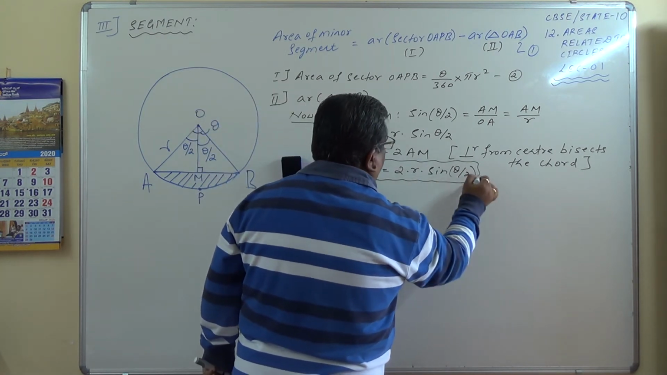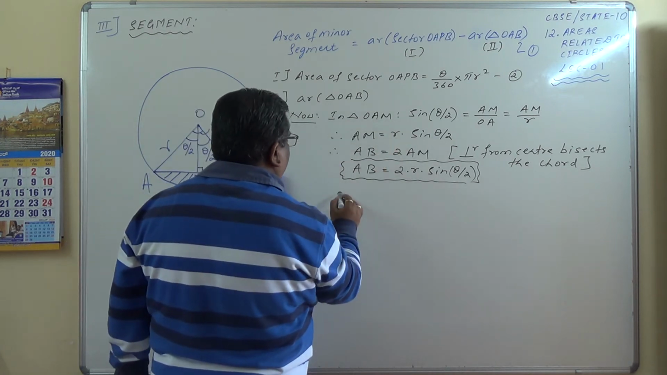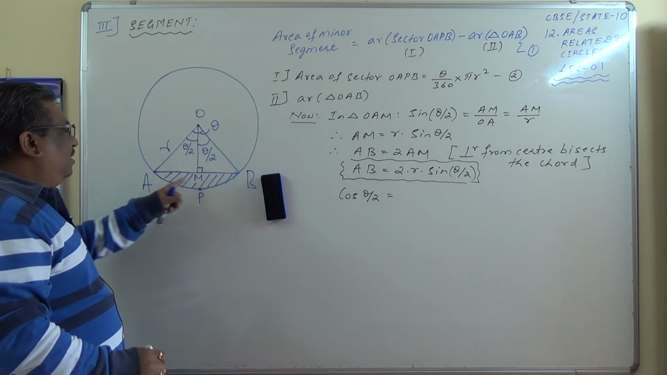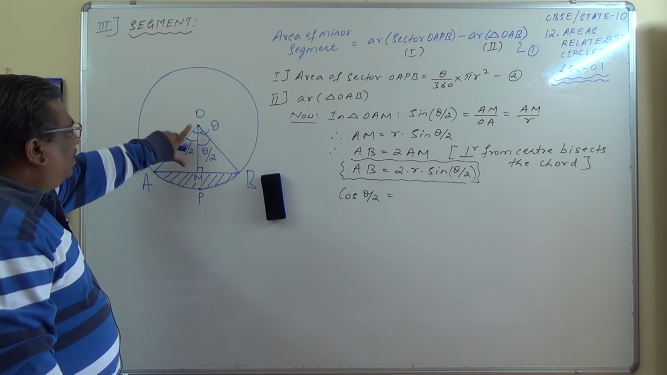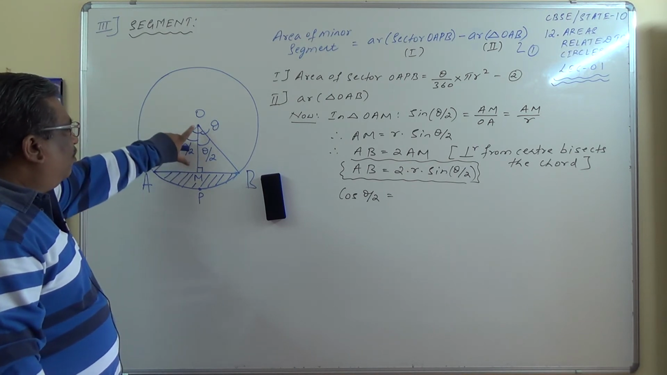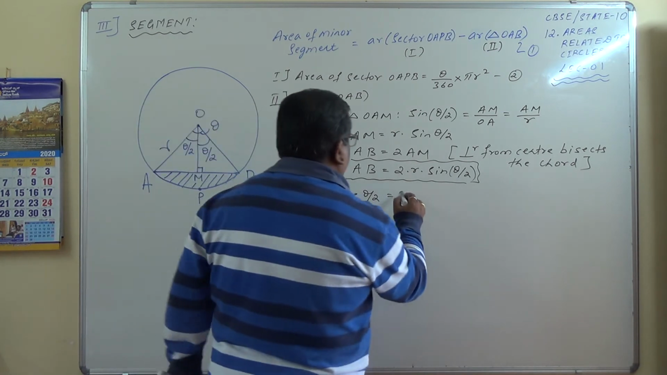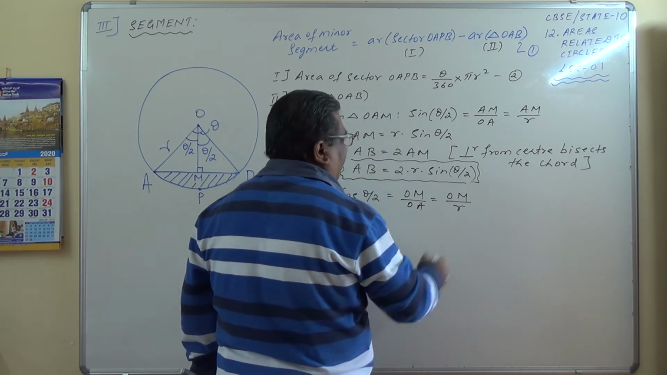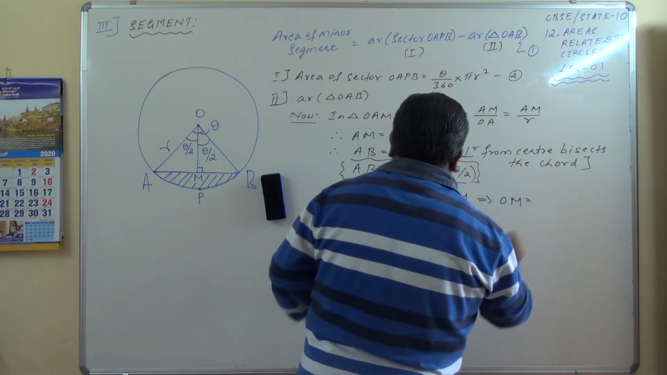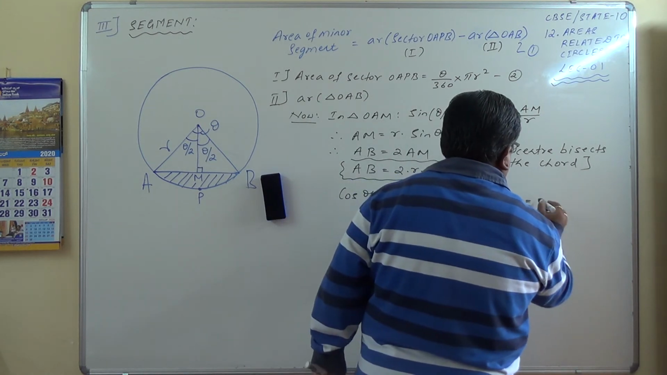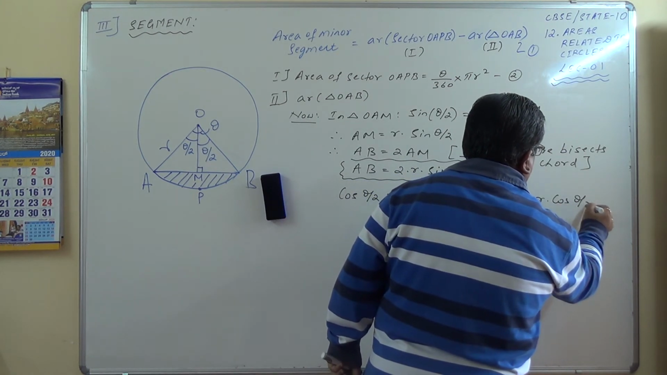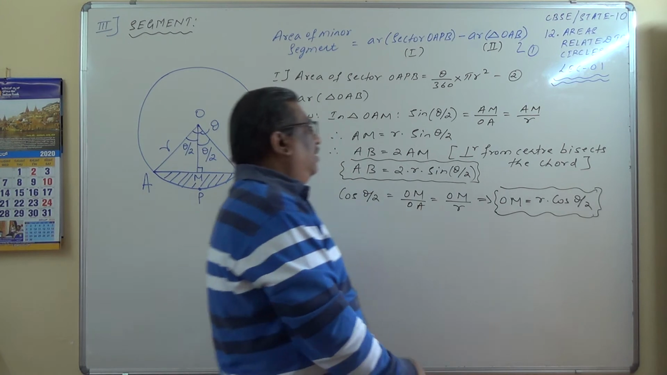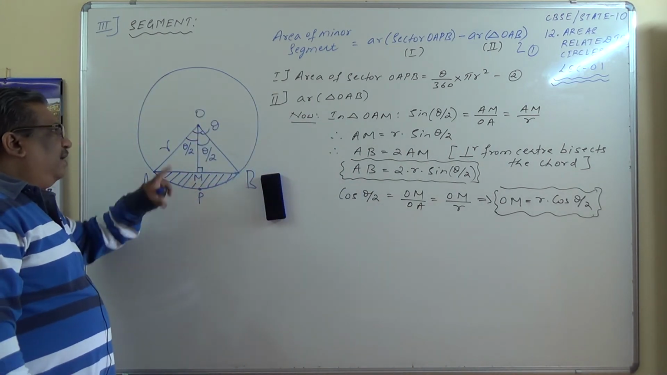What about height? Again, in the same triangle OAM, cos of theta by 2 is equal to adjacent side by hypotenuse, OM by OA, which is OM by R. This implies OM equals R into cos of theta by 2. So I have got the base AB and the height OM.